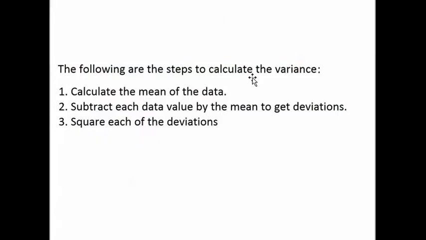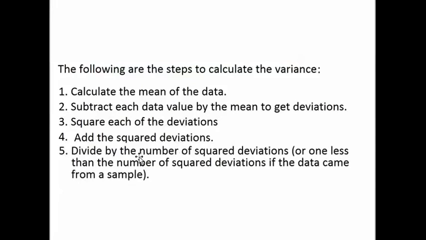So the first two steps are the same steps that you would follow for the MAD, but step 3 is where it changes, because instead of finding the absolute value of each deviation, we're squaring each deviation. Then you add the squared deviations, and then you divide the total by the number of squared deviations. So basically, the variance is just the mean of the squared deviation column. You're just averaging the squared deviations.